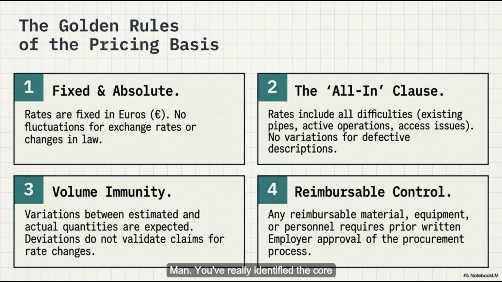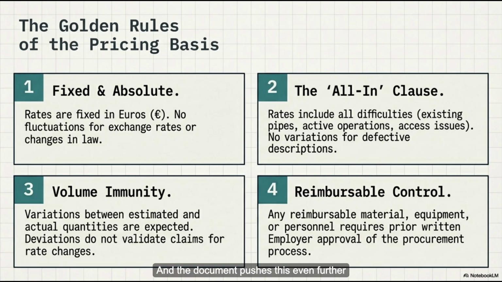Man, you've really identified the core tension of mega project procurement there. Yeah, the client wants to snuff out the ambiguity that leads to multi-million-dollar lawsuits later on. Nobody wants a lawsuit. But if they transfer too much risk, they end up paying massive premiums up front because all the bidders are terrified of the unknown. That makes so much sense.